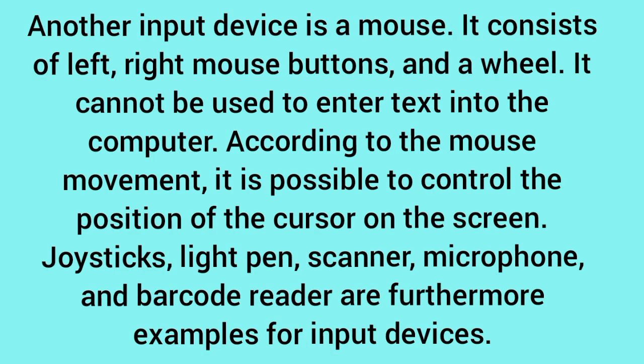Another input device is a mouse. It consists of left, right mouse buttons and a wheel. It cannot be used to enter text into the computer. According to the mouse movement, it is possible to control the position of the cursor on the screen. Joysticks, light pen, scanner, microphone, and barcode reader are furthermore examples for input devices.